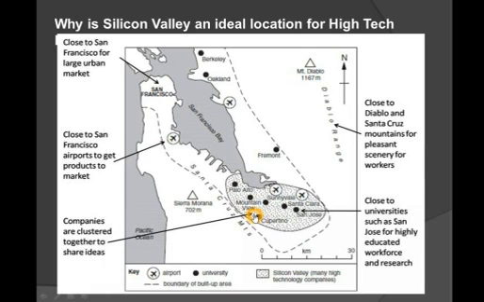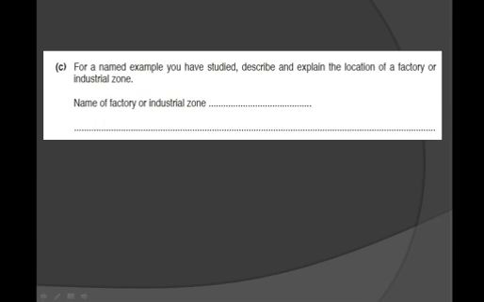Then right there we can see that we have a concentration of so many industries. So the point here will be companies are clustered. This means grouped together to share ideas. So company A can share ideas with company B and company C, so they are able to do innovative work together. So we have a question.